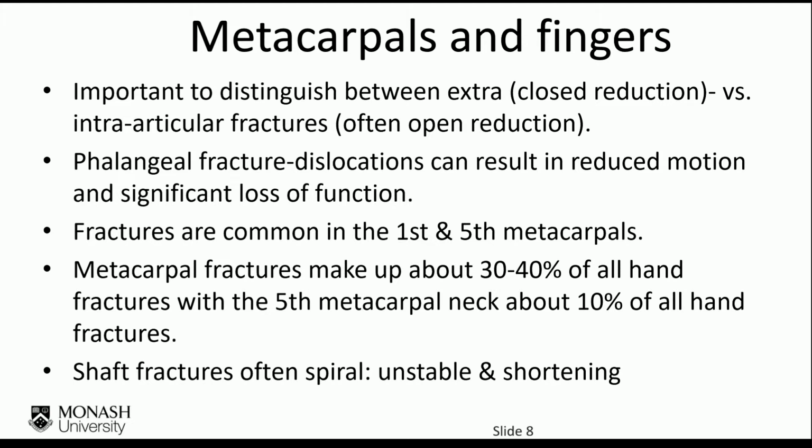The first and the fifth metacarpals are areas of fractures which are most common, and the metacarpal fractures make up about 30 to 40% of hand fractures, with the fifth metacarpal neck about 10% of all hand fractures. In the shaft, the fractures are often spiral, and if they are spiral, they often cause shortening of that bone, and then also lead to instability.